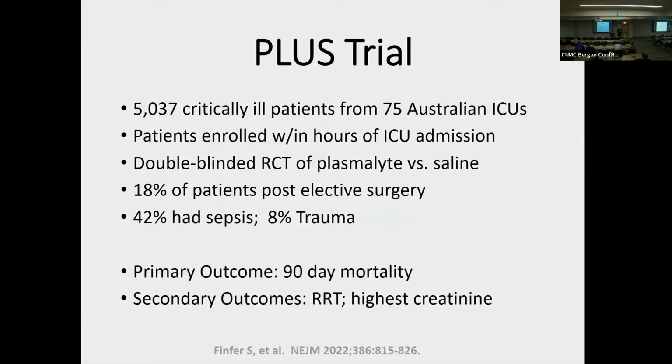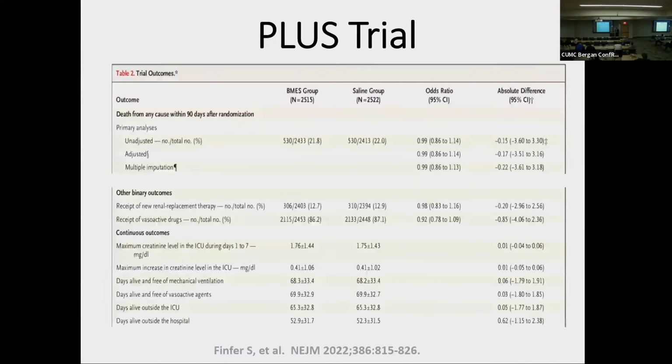PLUS actually stopped early because it turned out the Australians were already on board with balanced fluids. So they had a hard time randomizing actually in PLUS. PLUS was supposed to go to 15,000 patients and it actually got stopped at 5,000 because they were just struggling to enroll. 75 Australian ICUs, again enrolled in the ICU, not from the emergency department, double blind, a higher incidence of sepsis, same primary outcome, 90-day mortality, as BASICS.